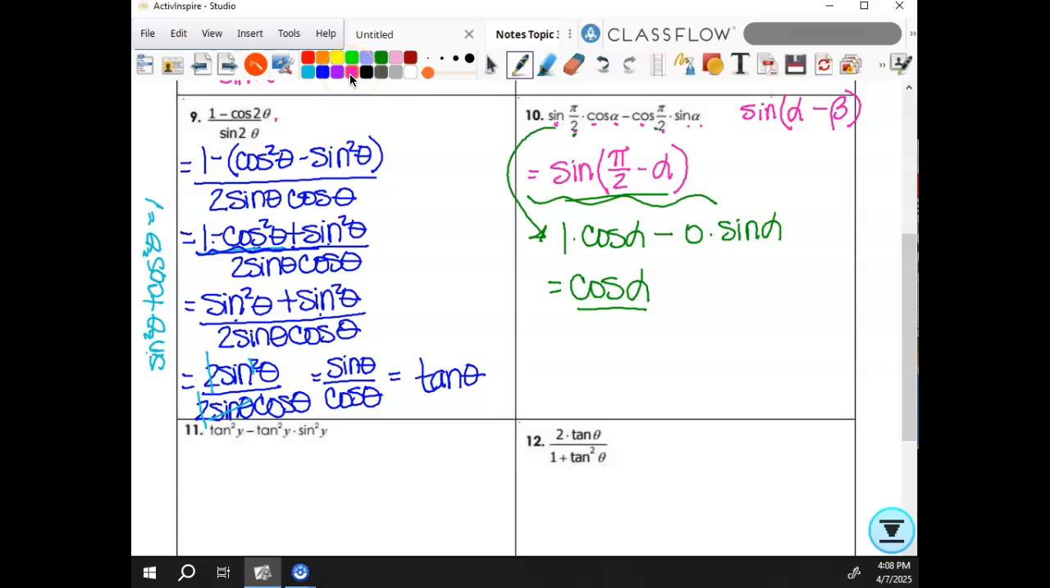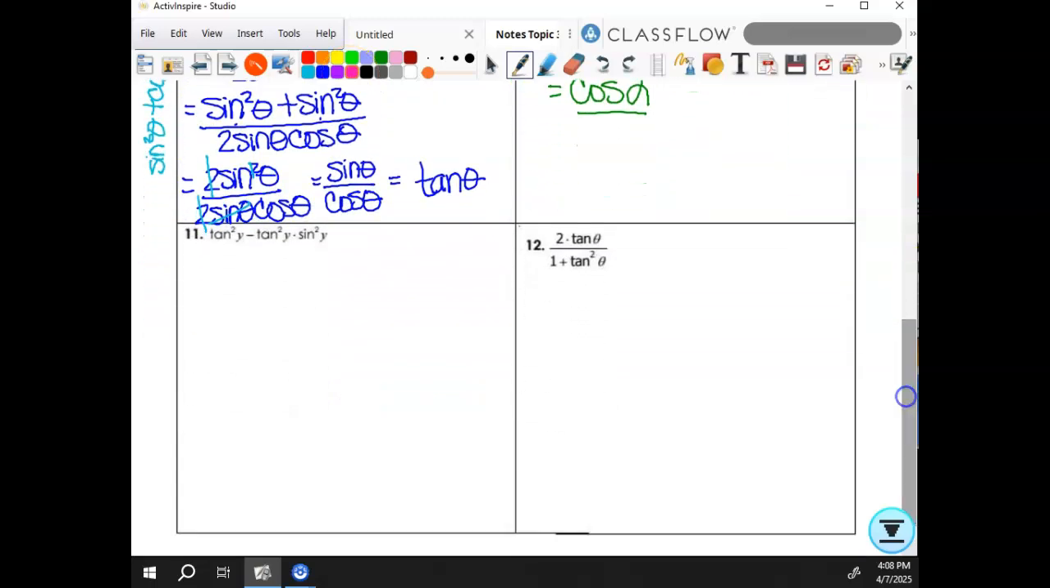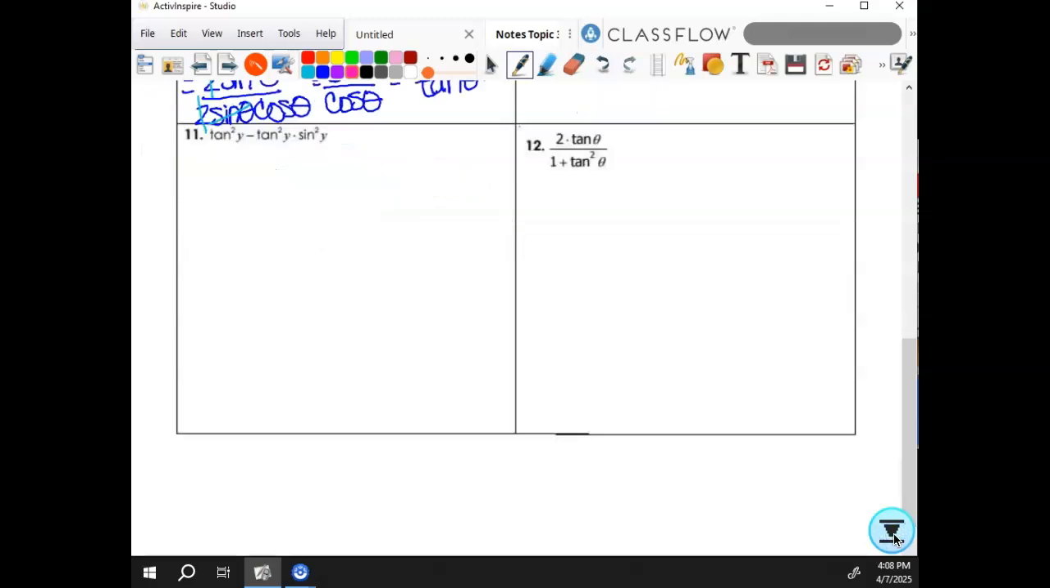If it was multiple choice, again, just got to know that there's more than one way to do things there. Alrighty, number 11. So when I look at this one, I've got some squares, so maybe I want to do Pythagorean identities, but I also have tangent times sine. One of my options there was to factor. I've got 2 terms here. They both include a tangent squared, so I think I can factor that guy out. So let's do that. Tangent squared y, that leaves me with 1 minus sine squared y.